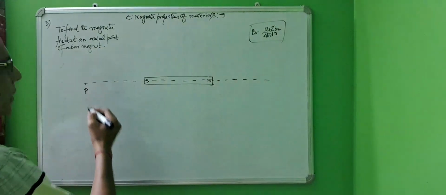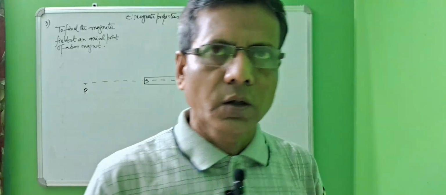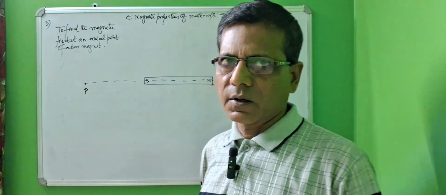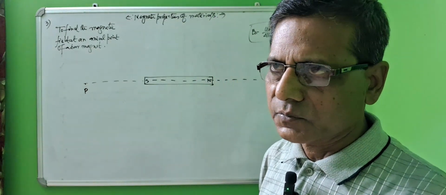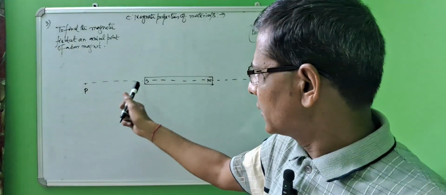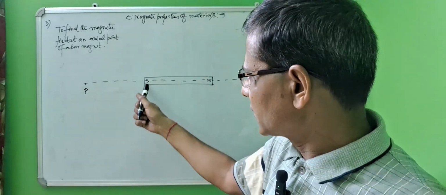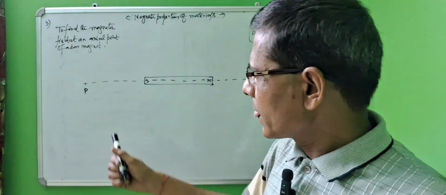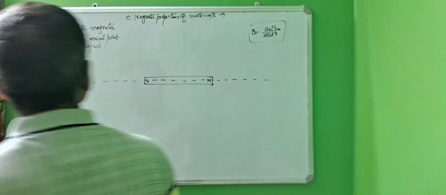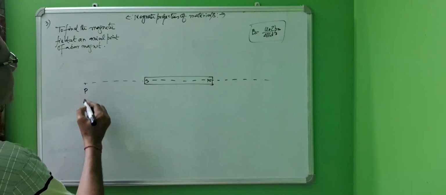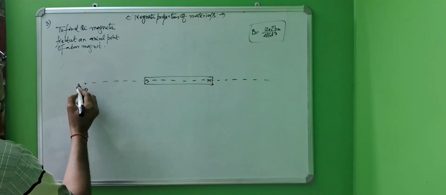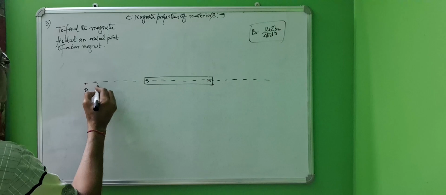At point P, by definition, if a unit north pole is placed here, then the force produced at this point P, due to this pole and this pole, is called the resulting magnetic field of this point. So we can write here: when a north pole meets a south pole, it will repel it in this way.